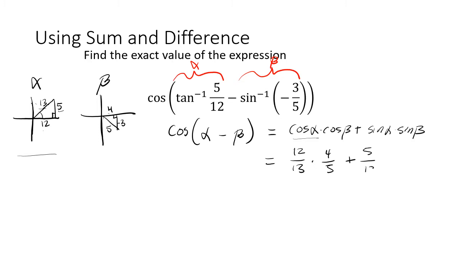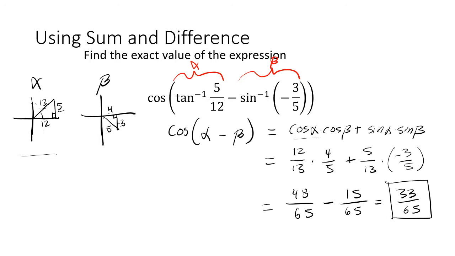So 5 divided by 13 times the sine of beta. So sine is -3 over 5. So -3/5. All right, so what is this? Well, it's 48 divided by 13 times 5 is 65. Minus, because 5 times -3, minus 15 65ths. So the answer to this is 33 65ths. It's a strange question to ask, but that's how it's done, right? You have to recognize that these inverse functions are giving you angles, and you just have a difference of 2 angles here.